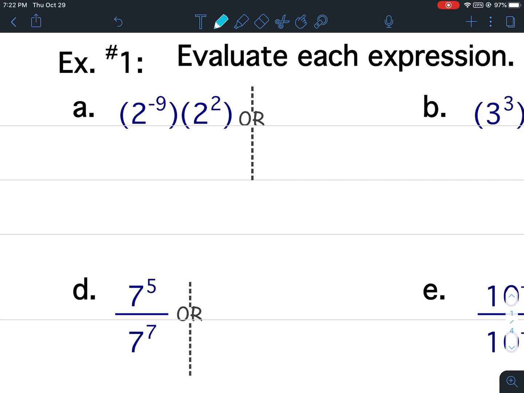To be honest with you, sometimes I like to do one method, and then sometimes I like to do the other method. It kind of depends on the problem. I'm going to show you both ways, and you can decide how you prefer to do it, and either way is fine. As long as you're getting the correct answer in the end, that's all that matters.